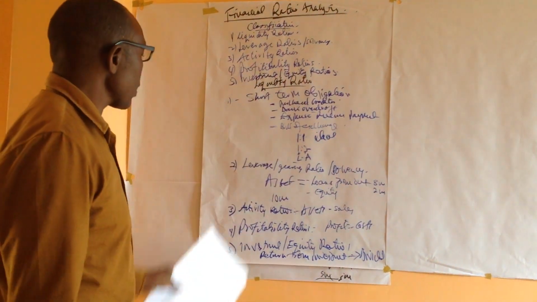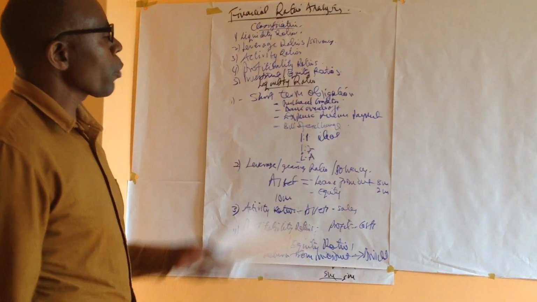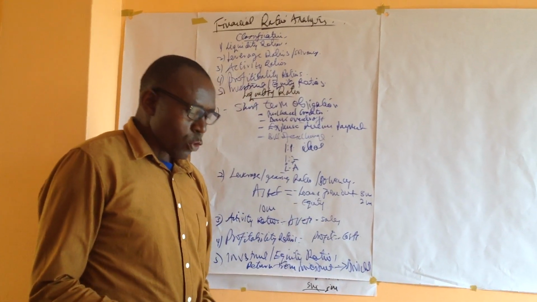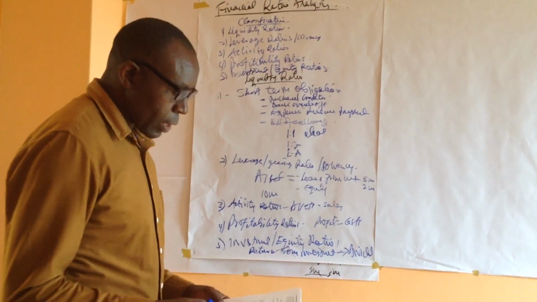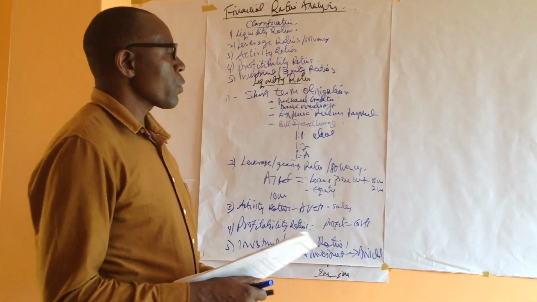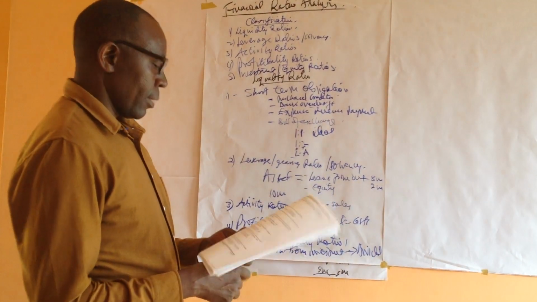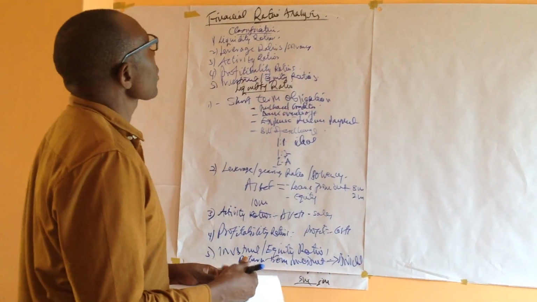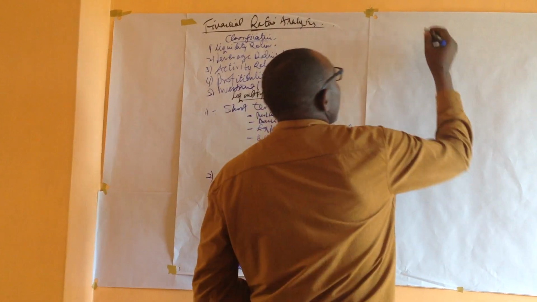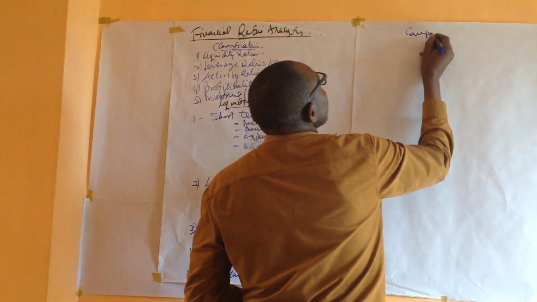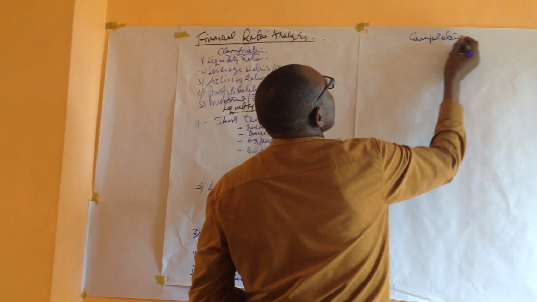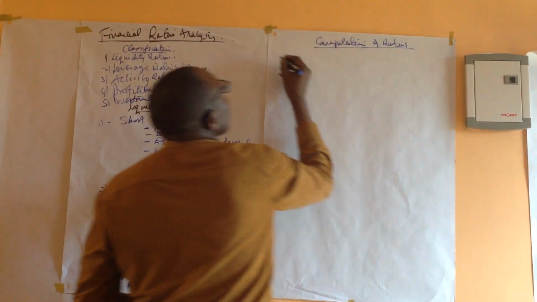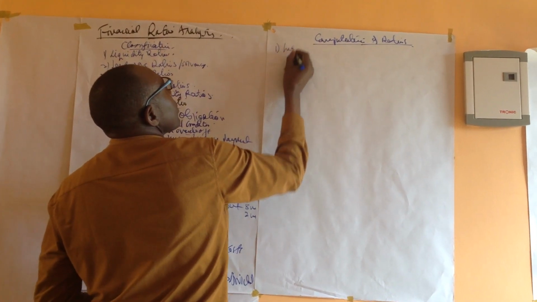Each of these ratios has formulas, so I'm going to look at the formulas that relate to the ratios that we have. Under liquidity ratios, we have two small subdivisions. Under the liquidity ratios, which is the first one, we're going to look at the computation of the ratios. So the first one I said is the liquidity.